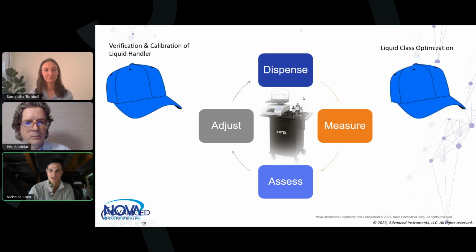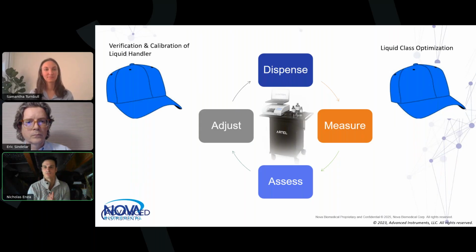And how do you do that, right? It takes consistent dispensing, measuring, so seeing what that is, assessing, and then adjusting. And that's where Eric and Samantha really went over how we adjust the liquid classes to be within the tolerances that we did as well. So always break it up into two halves.